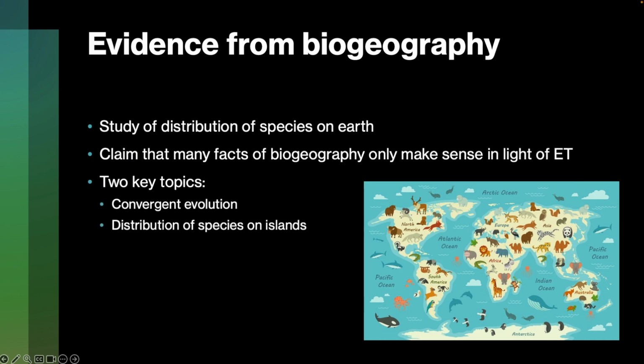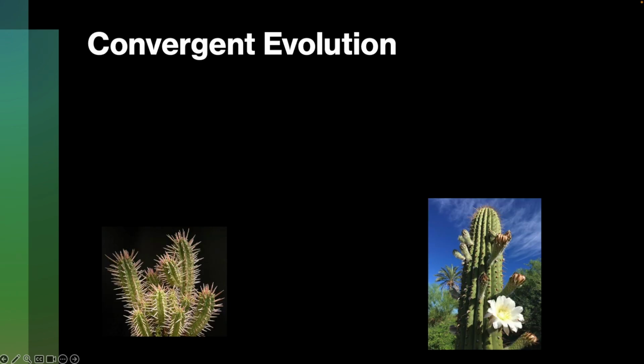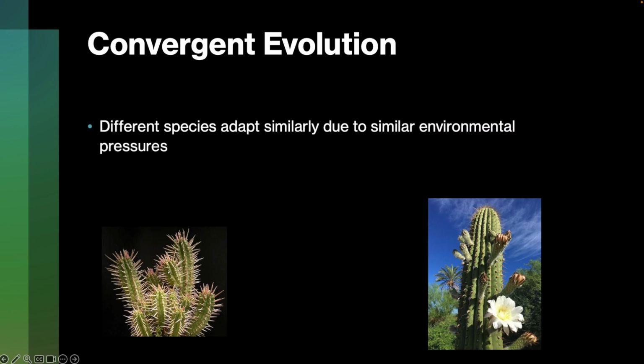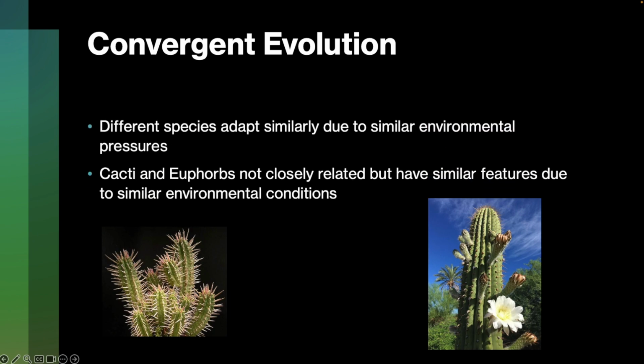So let's talk about convergent evolution first. You'll see I have a cactus and a euphorbia there. I didn't know what a euphorbia was. I probably would have called it a cactus, actually. Correction, Mike. Those are two cactuses.